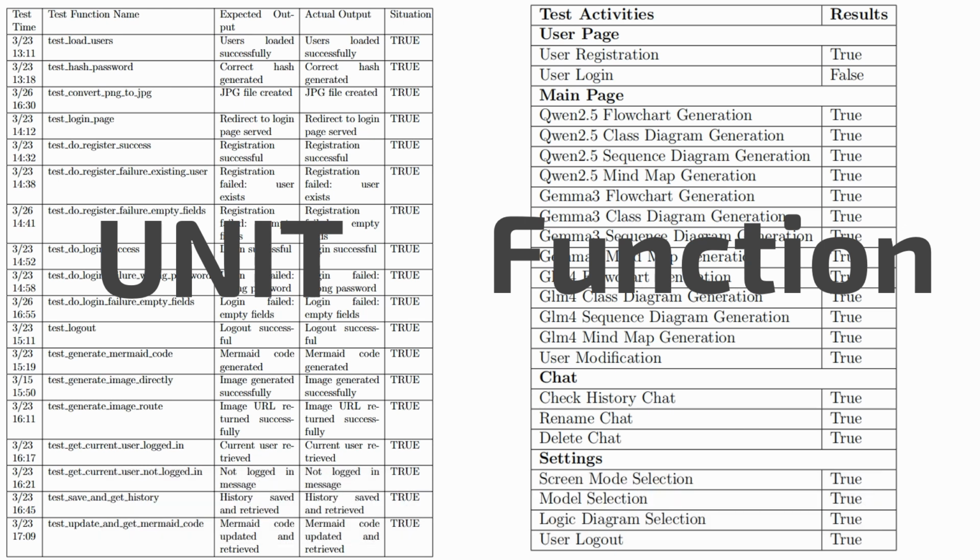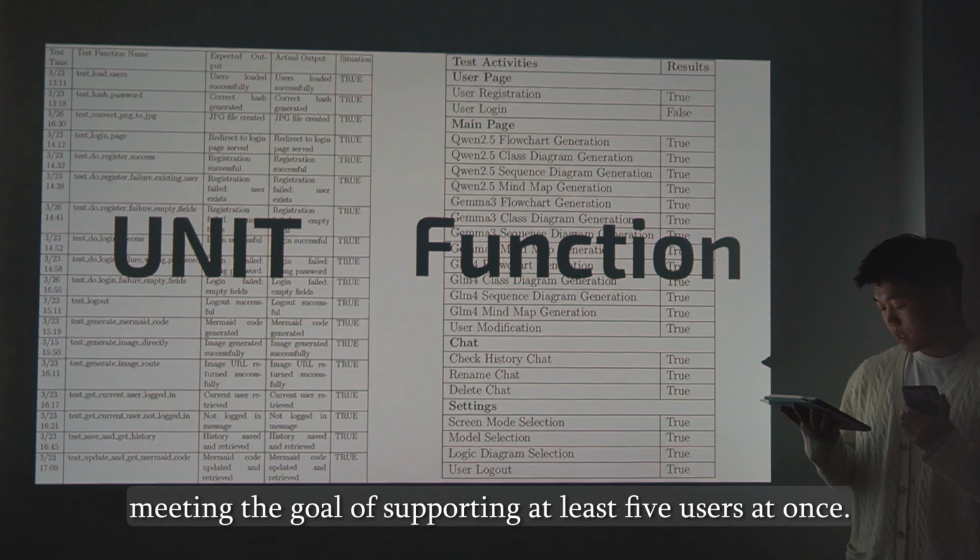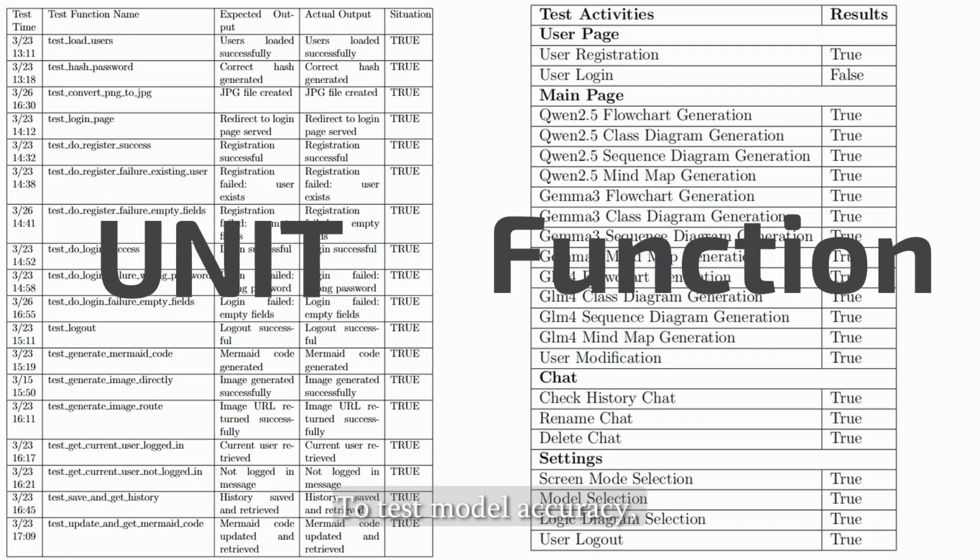To test concurrency, six of us logged in at the same time and used the model. It stayed responsive and stable, meeting the goal of supporting at least 5 users at once. To test model accuracy, we evaluate the model on a specific dataset.